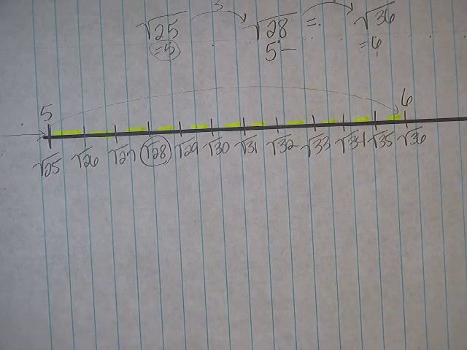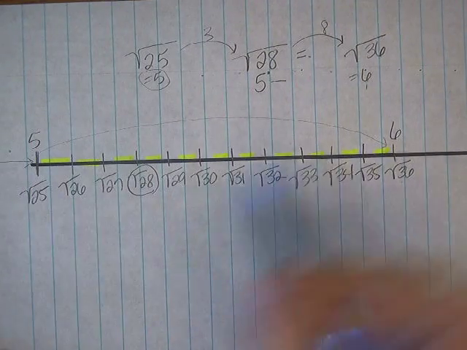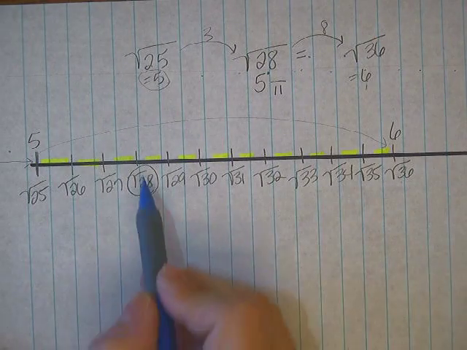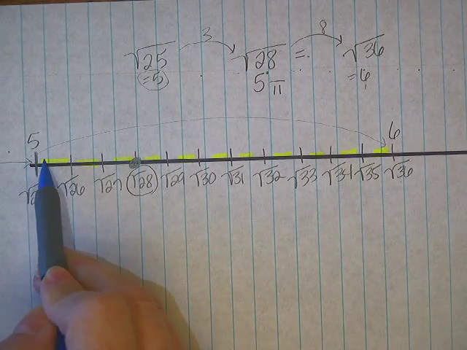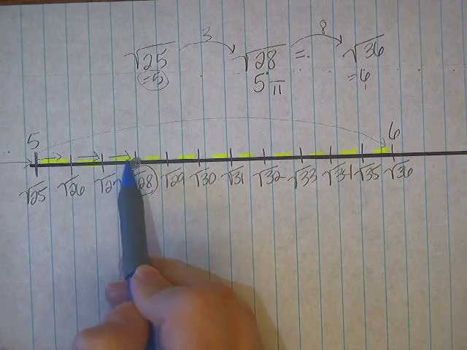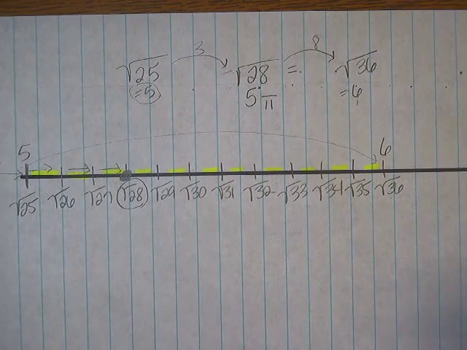But this whole to 6 has been split into pieces when we tried to fit in all the other square roots. How many pieces? Let me use a highlighter instead. Maybe it won't look so messy. I've got 1, 2, 3, 4, 5, 6, 7, 8, 9, 10, 11 pieces. So this whole has been split into 11ths.